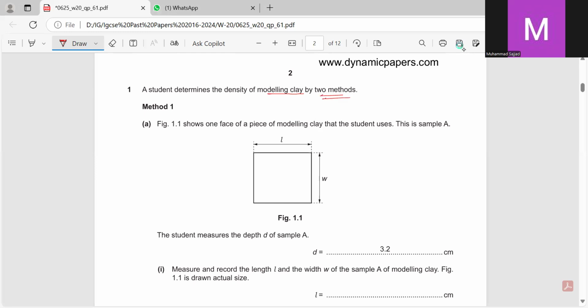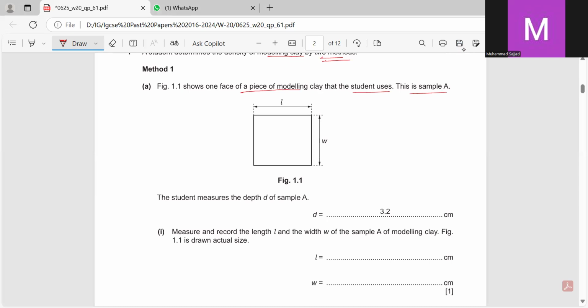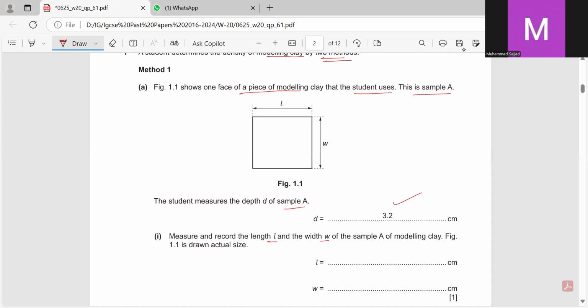Method 1, figure shows one face of a piece of modeling clay that the student uses. This is sample A. So the student measures the depth D of the sample, that is 3.2 centimeters. Now measure and record the length L and width W of the sample A of modeling clay. Figure 1.1 is drawn actual size.